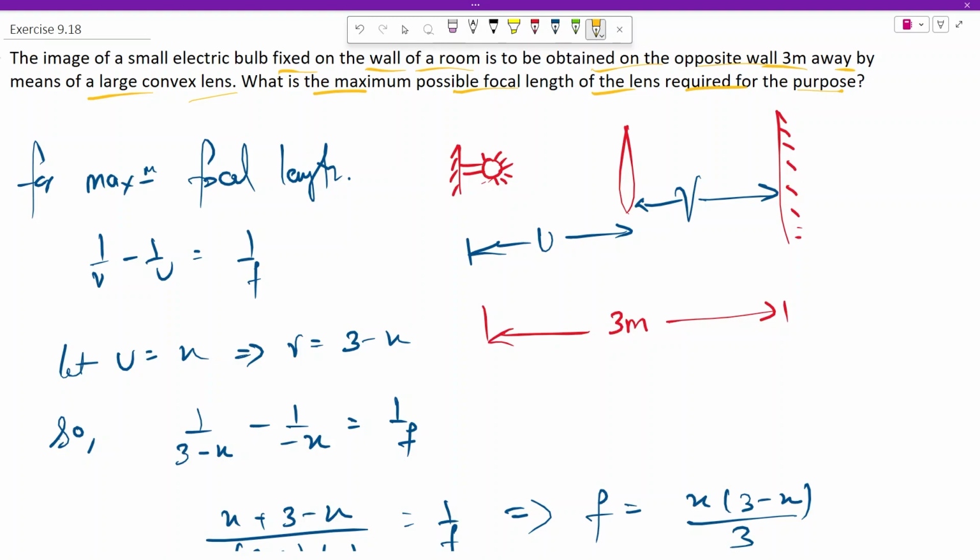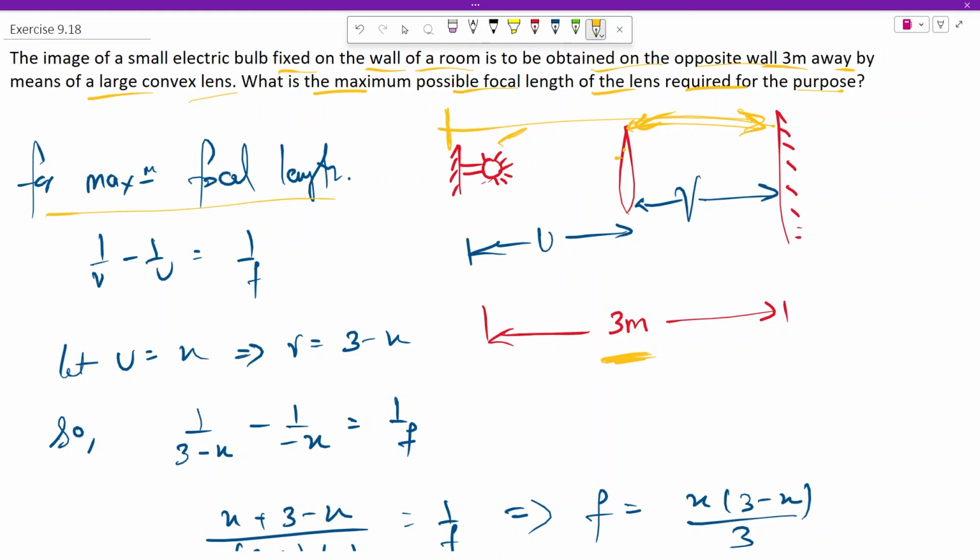Now, in this diagram, we see there is an electric bulb on a wall and there is a convex lens which will be used to cast an image of this bulb on that screen or the wall. And the distance between this wall that is carrying the bulb and the screen is 3 meters. Now this distance is fixed. We have to find out what would be the maximum focal length for which we can cast the image on that screen. So here we will use the lens equation.